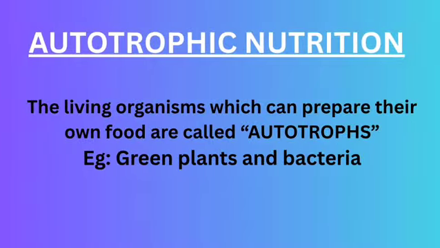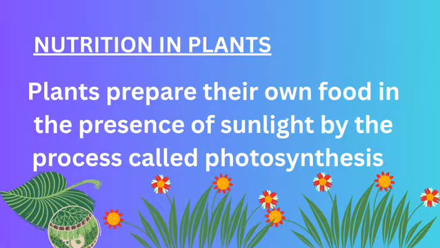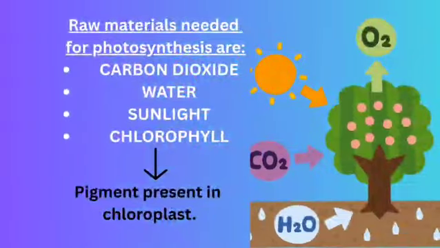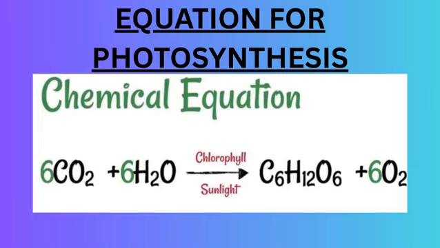Autotrophic nutrition. The living organisms which can prepare their own food are called autotrophs. Examples: green plants and bacteria. Now, let's study nutrition in plants. Plants prepare their own food in the presence of sunlight by the process called photosynthesis. Raw materials needed for photosynthesis are carbon dioxide, water, sunlight and chlorophyll. Equation for photosynthesis: 6CO2 plus 6H2O in the presence of chlorophyll and sunlight gives C6H12O6 plus 6O2.